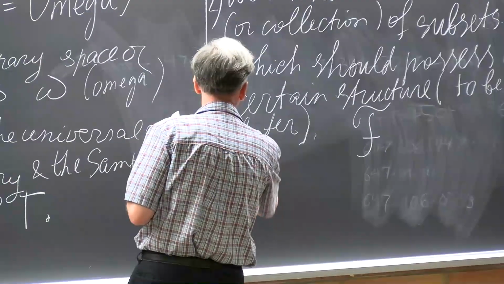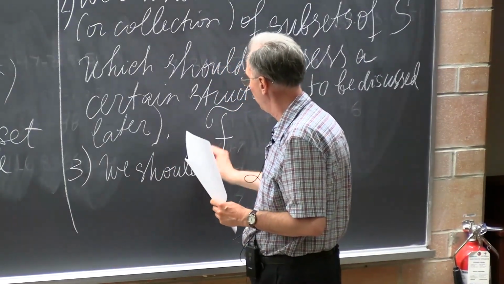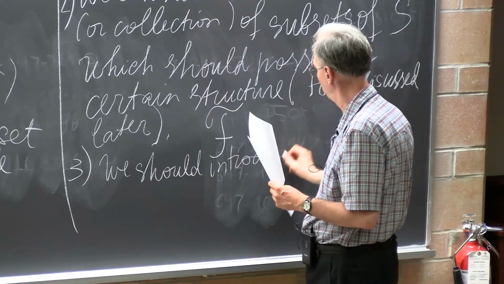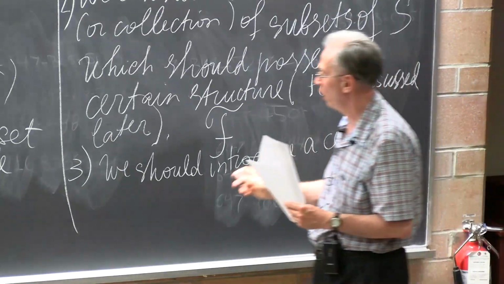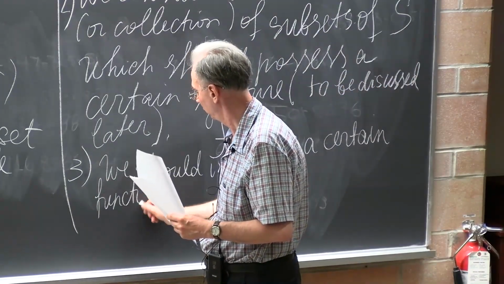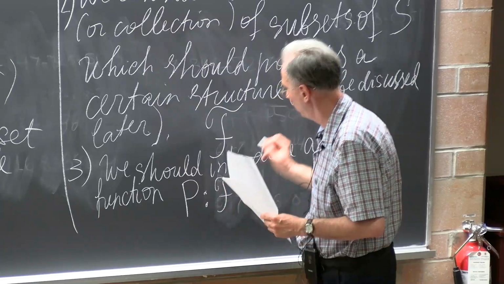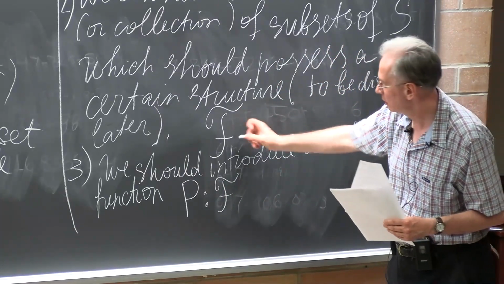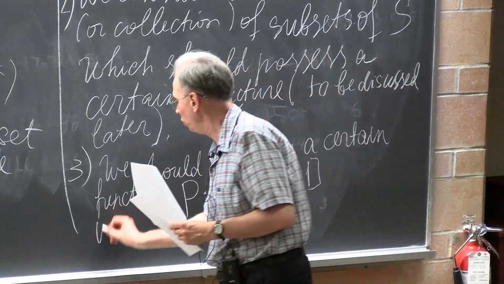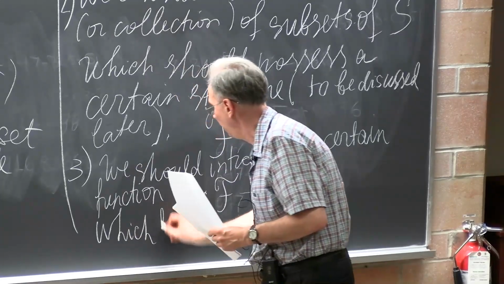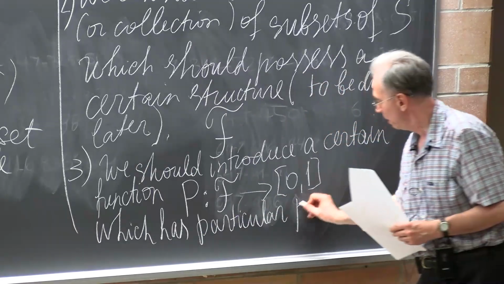And the third thing is we should introduce a certain function, capital P, from our class of events to the unit interval [0, 1], which has particular properties.